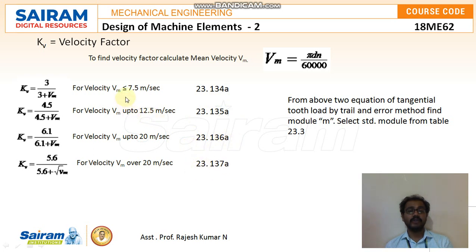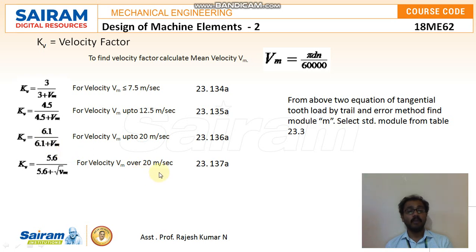If the velocity value is less than or equal to 7.5 meter per second, then the velocity factor formula would be 3 divided by 3 plus Vm. If the velocity is from 7.5 up to 12.5 meter per second, the formula will be 4.5 divided by 4.5 plus Vm, and if it is up to 20 meter per second, it is 6.1 divided by 6.1 plus Vm.